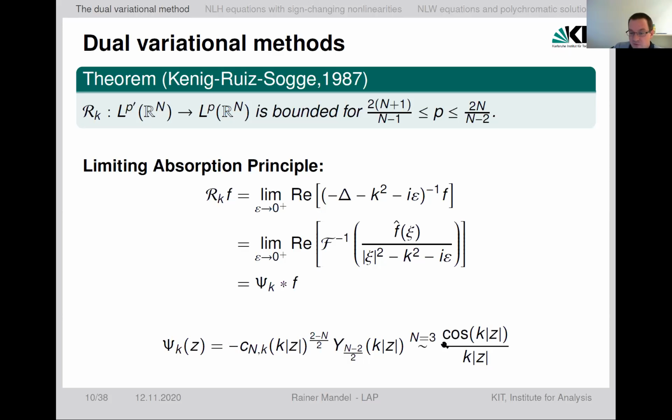So you have an oscillatory behavior of your kernel, and you have a weak decay rate. That's somehow the challenges that you have to deal with in the context of Helmholtz equations. Okay, so this operator was used in the dual variational method.